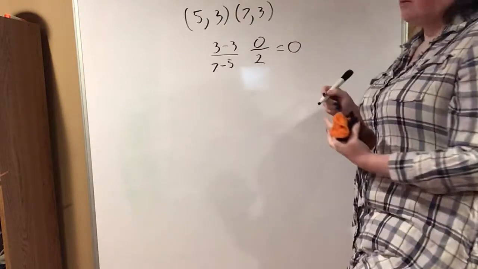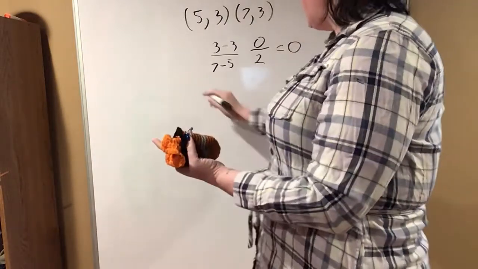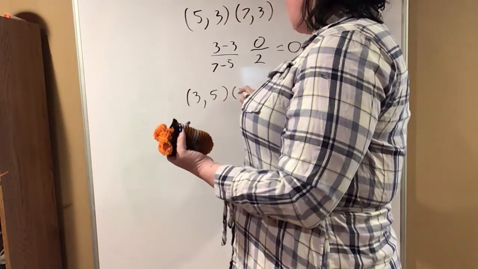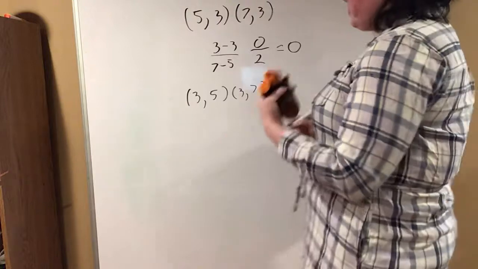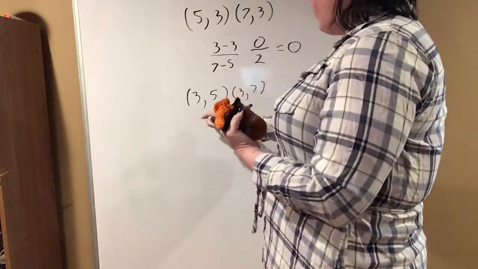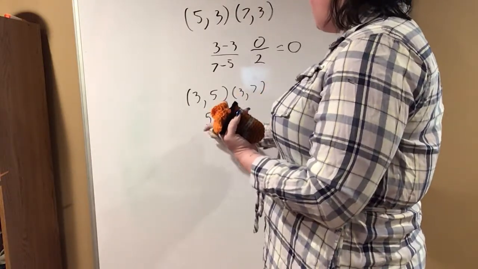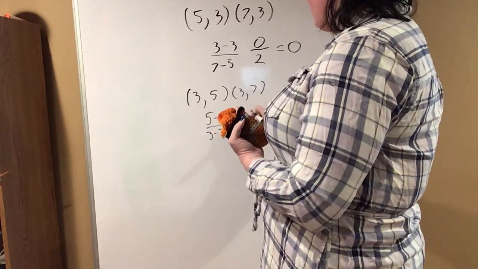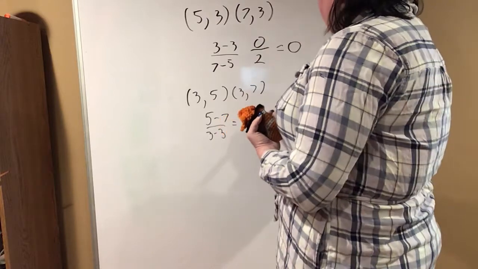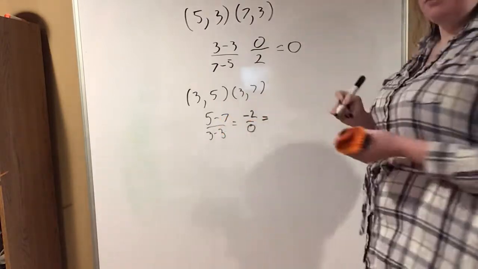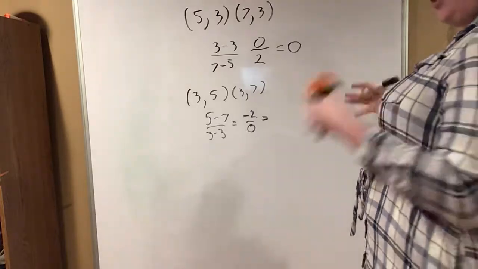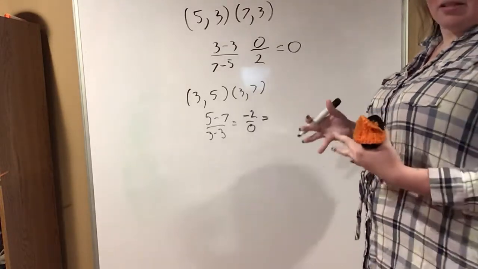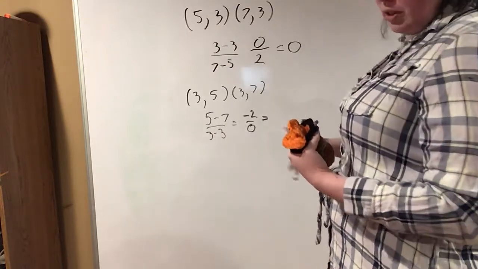Okay? Well, what if we had something a little reversed? We had 3, 5, and 3, 7. Let's try this one. So now I have 5 minus 7 over 3 minus 3. So I should have negative 2 over 0. Well, let me tell you a story that my college professor also told me that has stuck with me forever, and this is how I describe these kinds of situations.